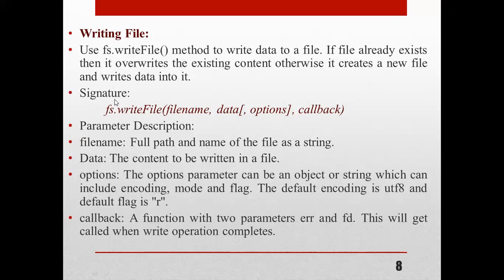This is the signature, or the syntax, for that method: fs.writeFile, and these are the parameters: file name, then data to be written, with the options and the callback function. Here these are the parameters for the writeFile method. The first parameter is the file name. That may be the full path and the name of the file as a string. Then data, the content to be written in the file. As I said, the content to be written in that file we mention here as data.